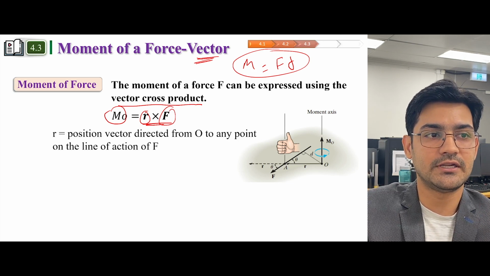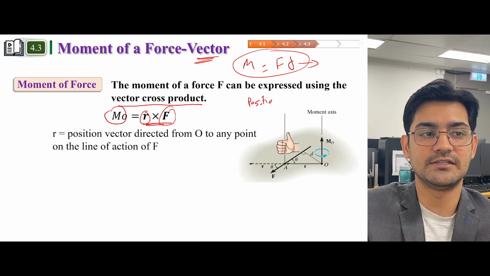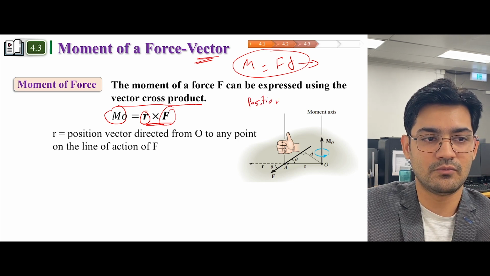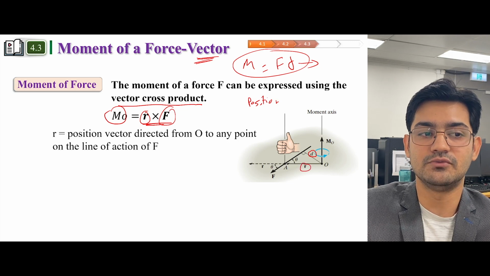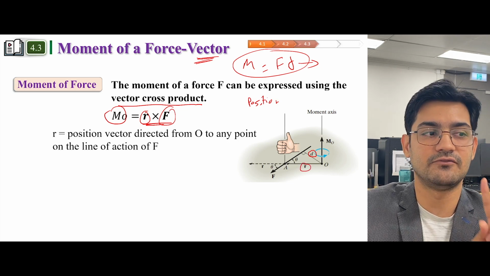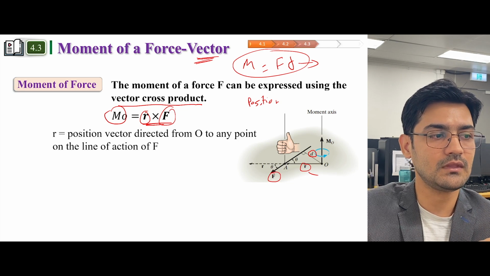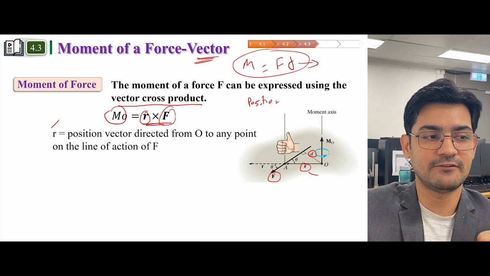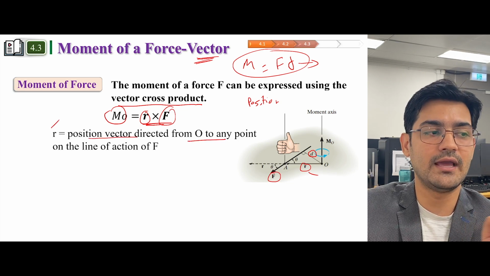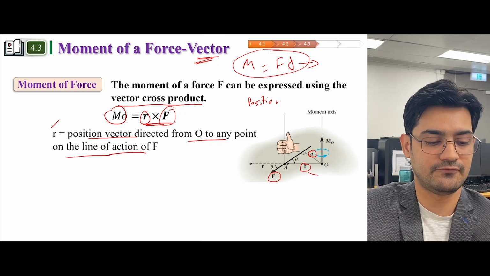So in vector quantities, instead of using distance, we can use position. Now position is a vector. So before we were using d, now we're going to use r. So r is a position vector. So we have two vectors, and we can calculate the moment by multiplying these two vectors, which is vector r and vector F. So what is r? r is a position vector directed from O to any point on the line of action of the force.